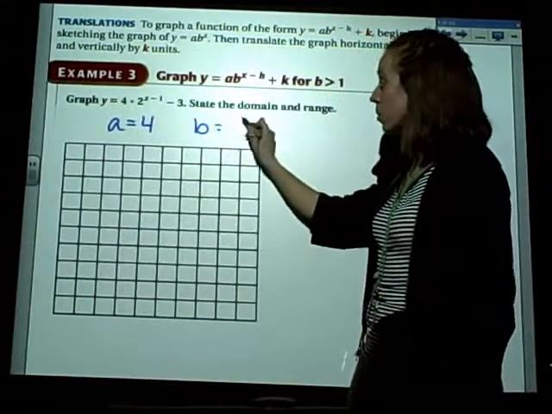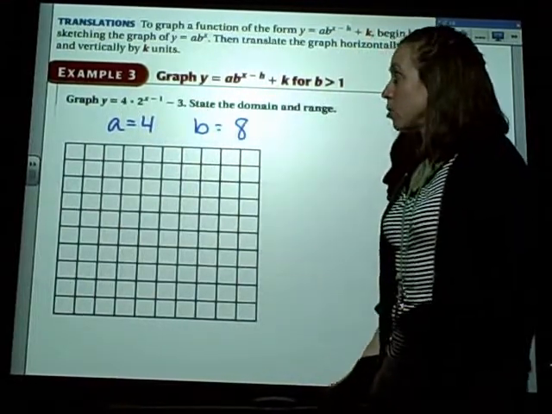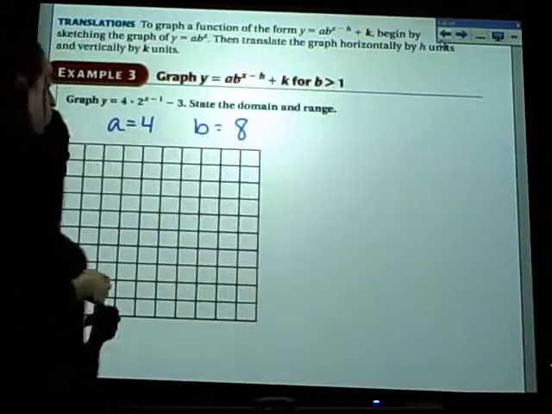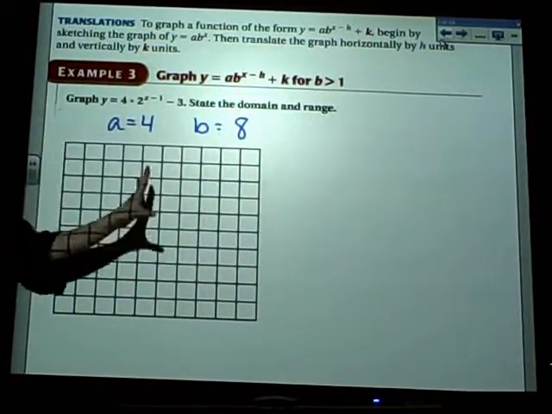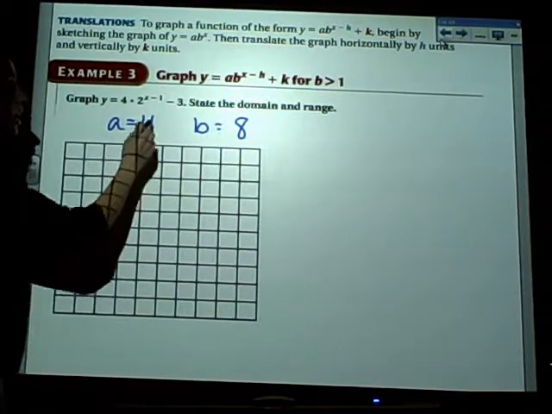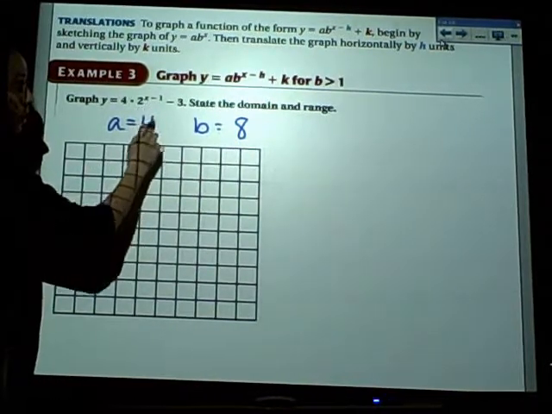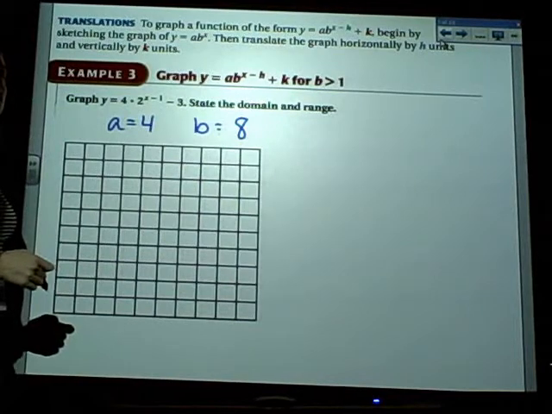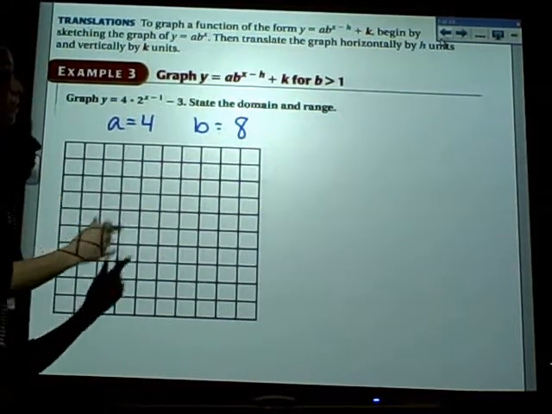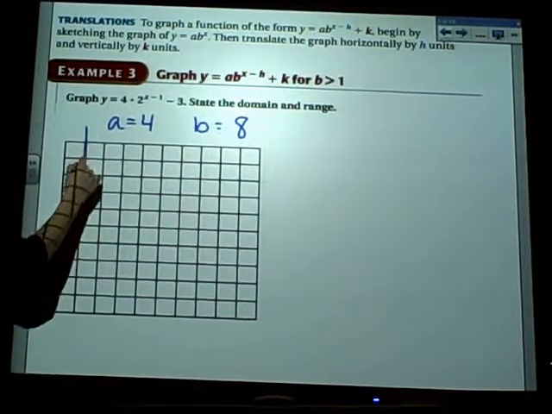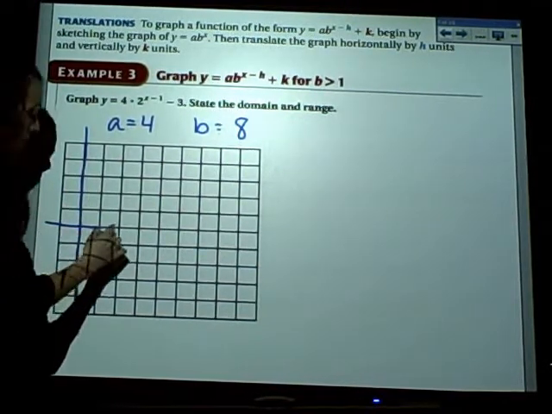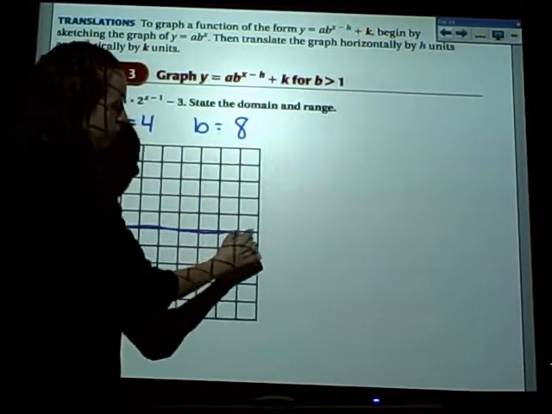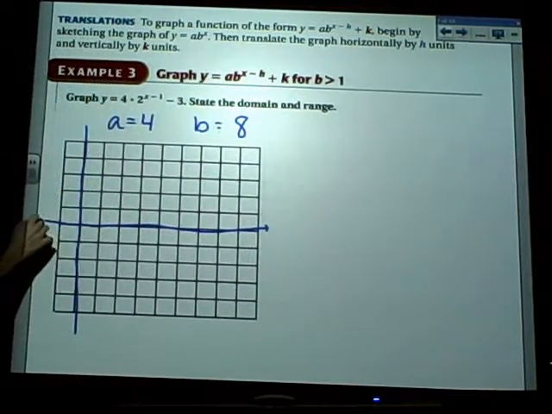4 times 2, 8. So right away, I can graph my function without any translations on it. Because we look at our exponent, we see x minus 1, minus 3 at the end. We know there's going to be some movement on that graph. So let's graph our parent function. We're going to call this one the parent because it's going to be where we start.